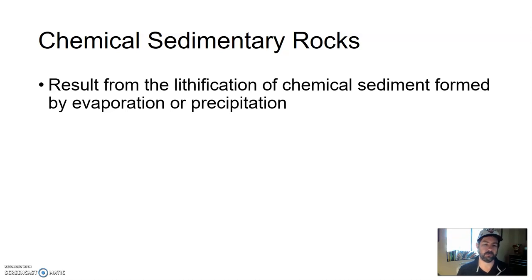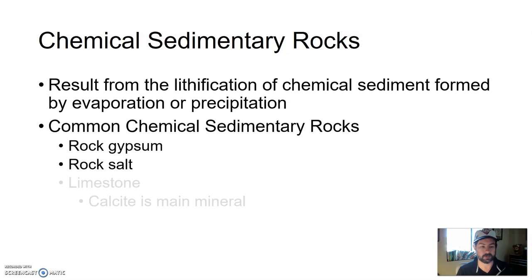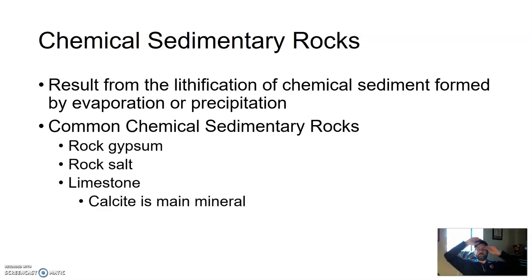Chemical sedimentary rocks result from the lithification of chemical sediments, which are typically formed by evaporation or precipitation. Some common chemical sedimentary rocks, again, by no means an extensive list, rock gypsum, rock salt, and limestone. You might be saying, well, aren't gypsum and salt minerals? Yes. But you take those minerals that naturally occur, you dissolve them in water, transport that material somewhere. Now you have dissolved minerals of salt. The water evaporates away, and those dissolved minerals of salt, now sediment, pile up and create rock salt.